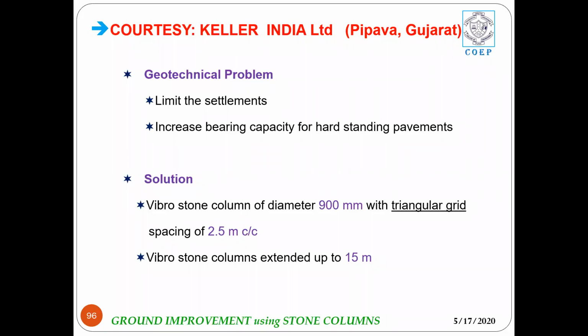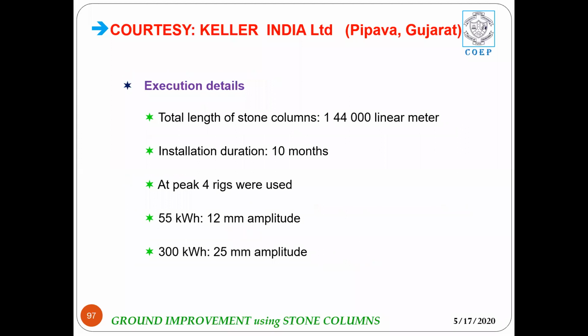So the solution that was suggested by Keller was to have vibro stone columns of diameter 900 mm with a triangular grid spacing of 2.5 meters center to center. And at a few locations, though we have seen the depth of the hard strata was 12 meters, in some cases they had taken the stone columns to a depth up to 15 meters too. So total 1,44,000 linear meters of stone columns was done at the site.